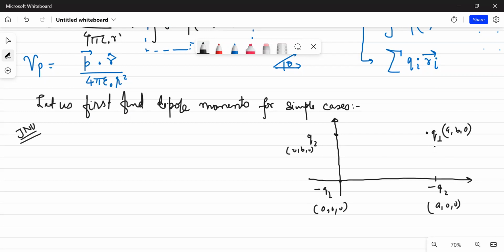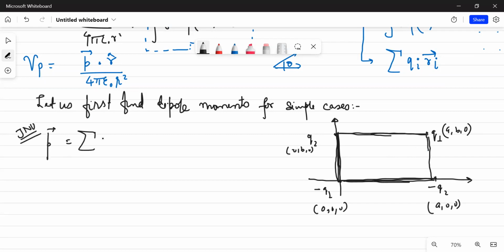Now we want to find the magnitude of the dipole moment for this configuration, and then we'll see a few questions on multipoles also. How will we do it? In order to find the magnitude of the dipole moment, let us first find the dipole moment.